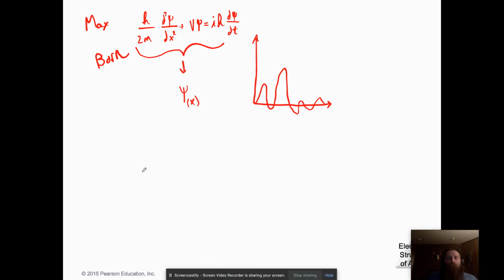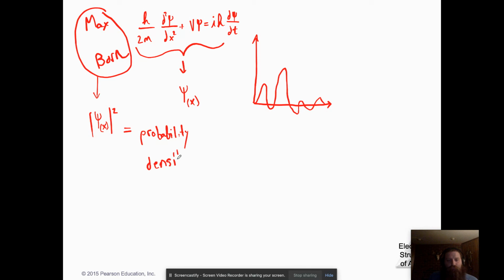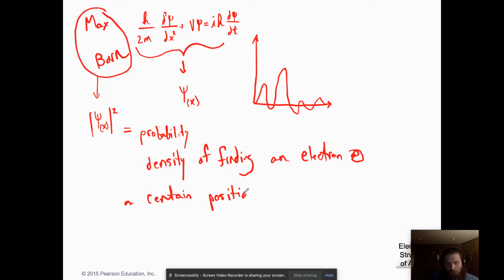Okay. Now, what Max Born says, Max Born, this is one name here, he says, well, actually what you should do when you get this number is you should square it. He said square it. And this is going to give you the probability density of finding an electron at a certain position.